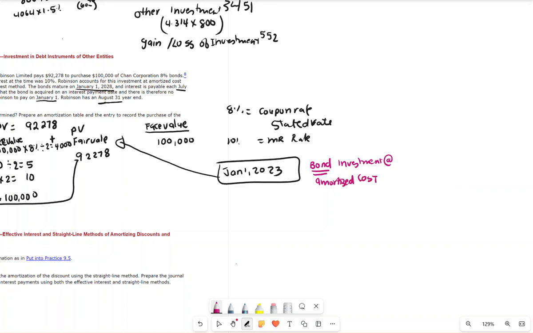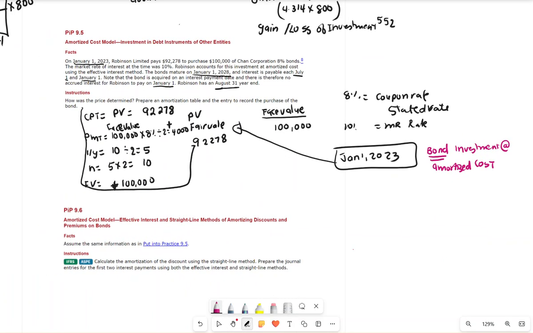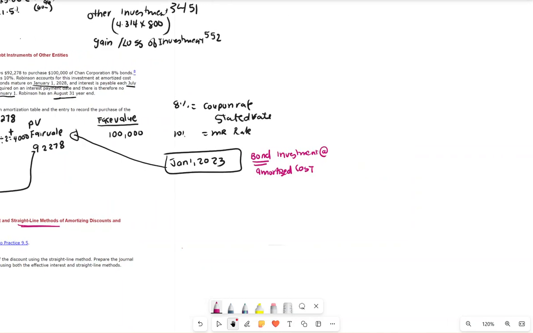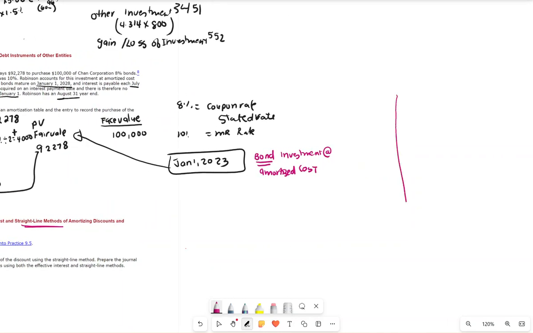With this question, I'm going to kill two birds with one stone. I'm going to answer 9 and 6 together, because in 9.6 they wanted you to use a straight line method. So that's what we're going to be doing. I will use IFRS and I will use ASPE.